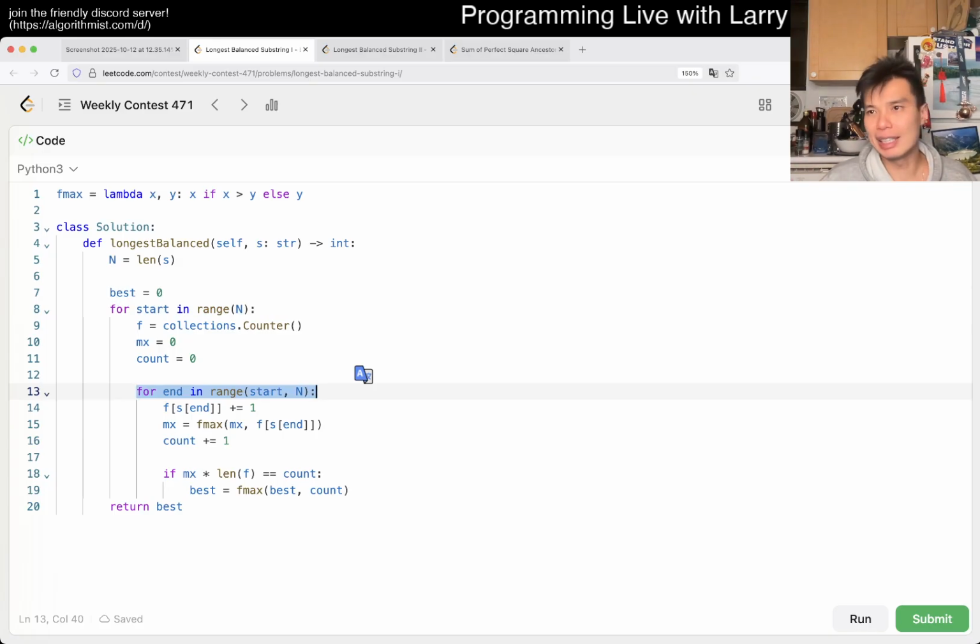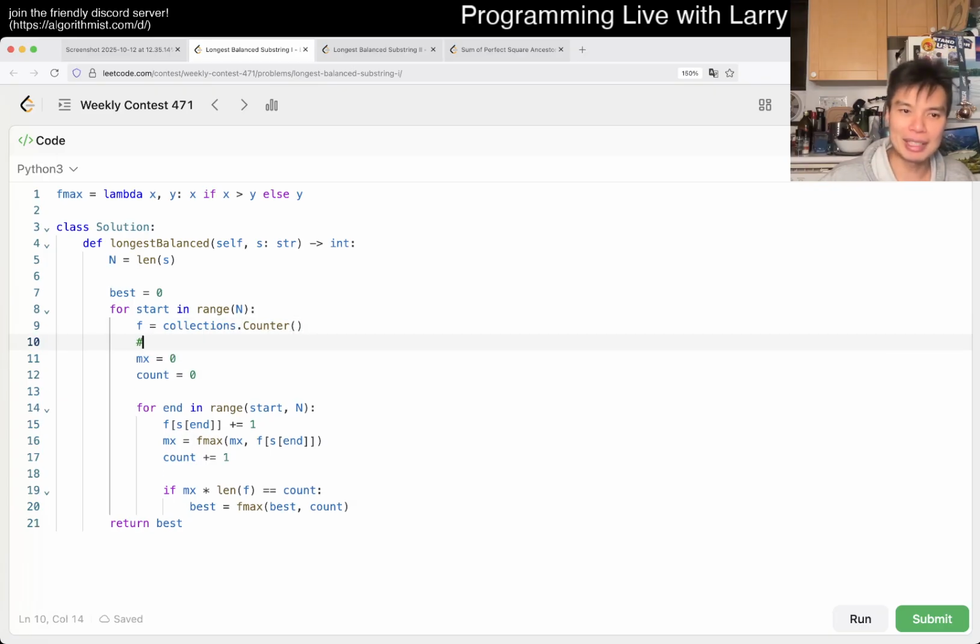The key idea for this is that if all the characters' frequency comes up the same, there are a lot of ways to represent this, to be honest. But that means they all have the same frequency, and that frequency appears for all the characters. There are a couple of ways to phrase this, and the way that I phrase it is by keeping track of the mx. And what is mx? Mx is the count of the most frequent element, right?